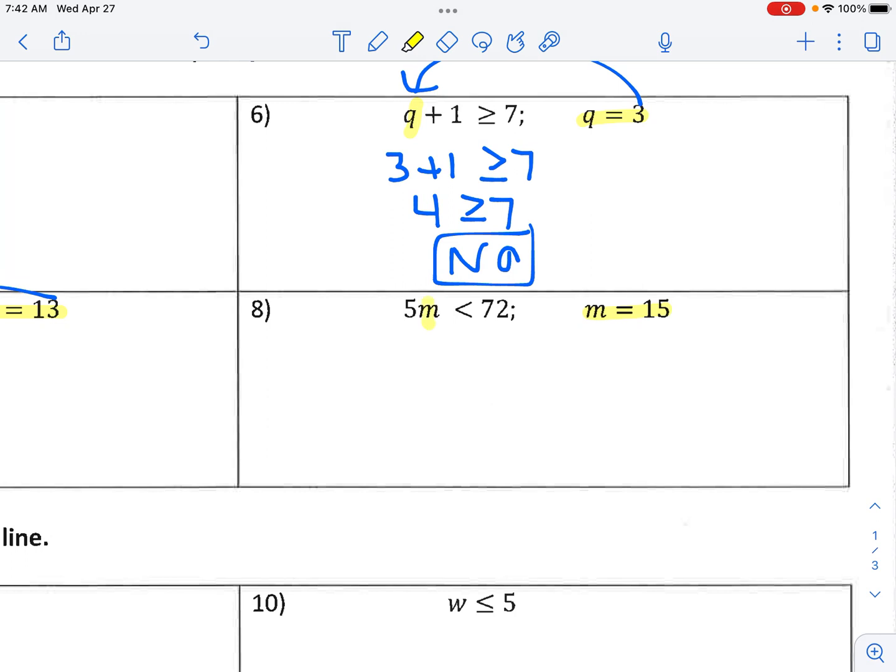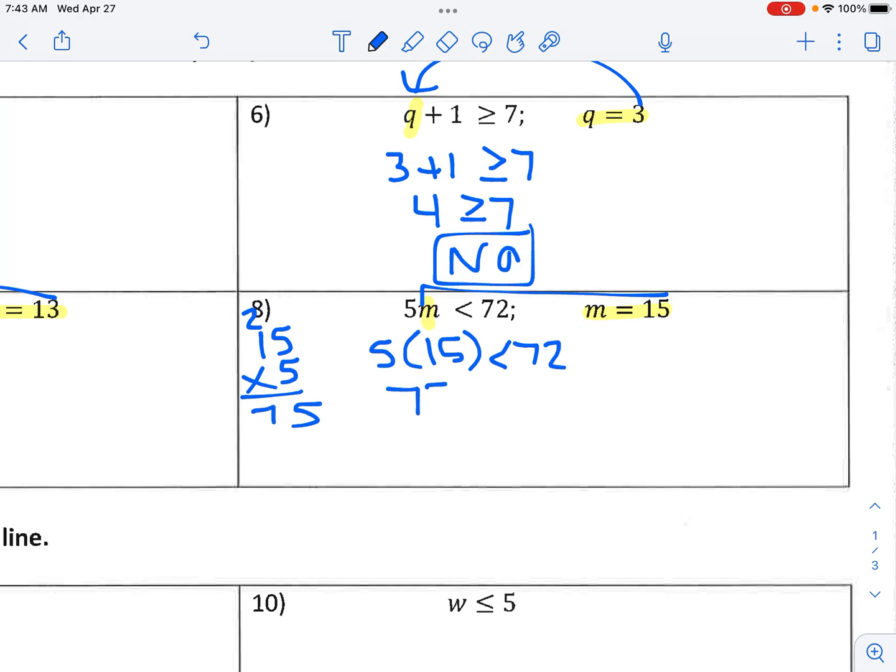Highlight your value of m. Highlight your m in your inequality. Substitute. Remember, when you have a number beside a variable, that always means multiply. So this is asking, is 5 times 15 less than 72? So now we're going to do 15 times 5. 5 times 5 is 25. 5 times 1 plus 2 is 7. So 5 times 15 is 75. Question, is 75 less than 72? No.